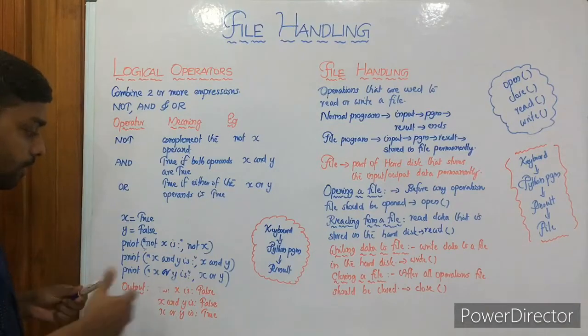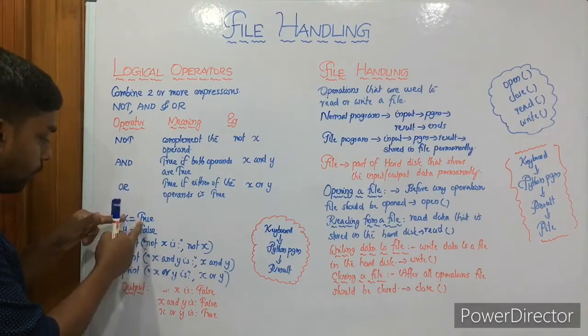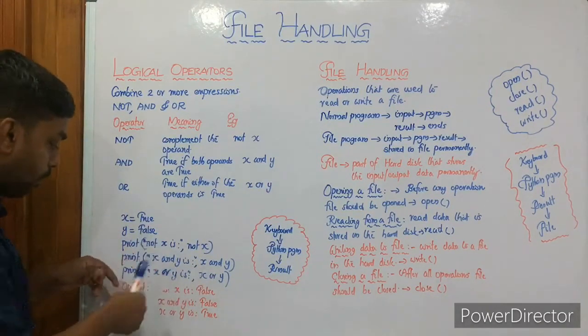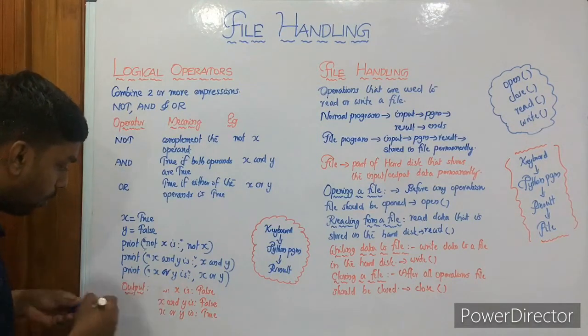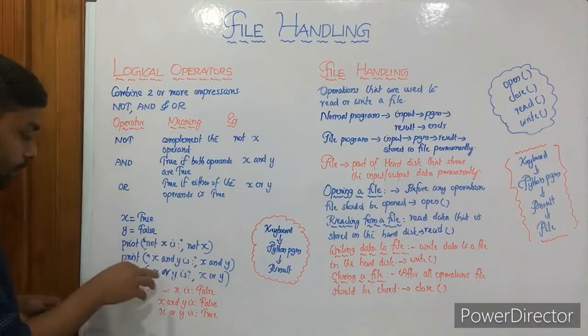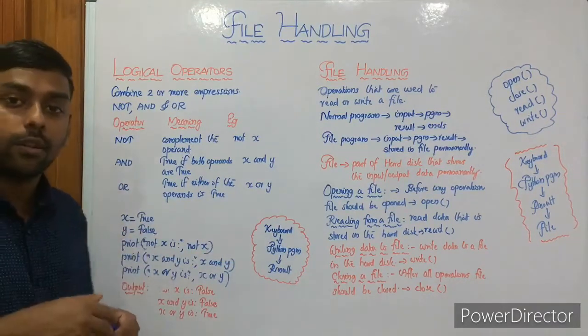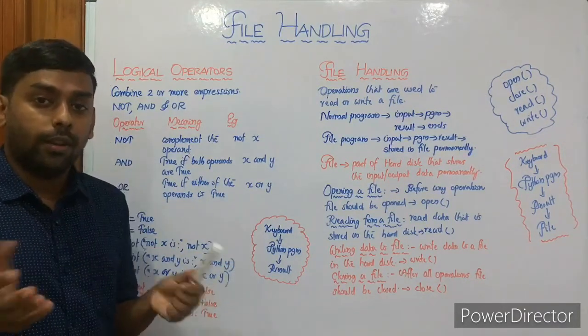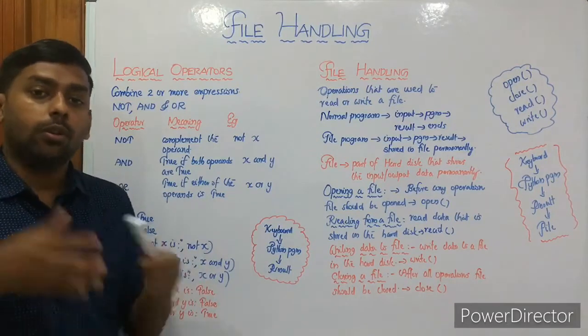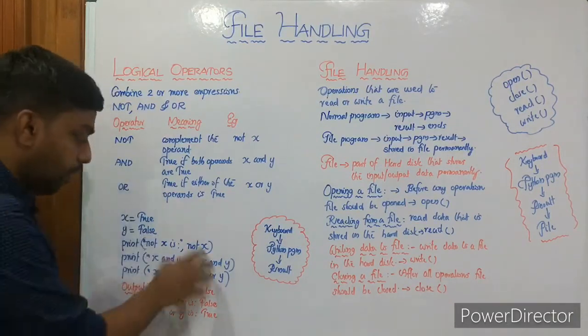Then "X or Y is", X or Y. Here the value of X is True, Y is False. So X or Y, what will be the result? Here it is X or Y, that is True or False. You are getting True. In the case of OR, if any of the inputs is true, you are getting a true result, right? Hope you understood it.